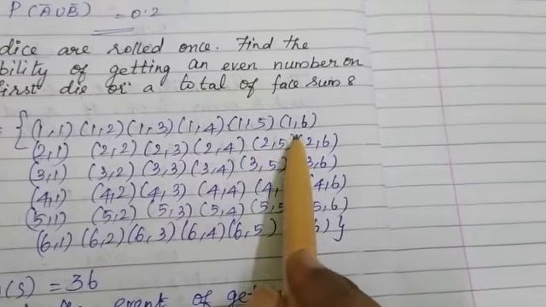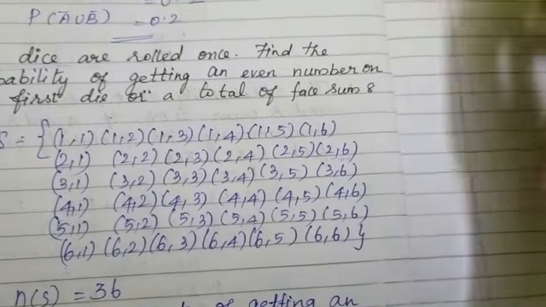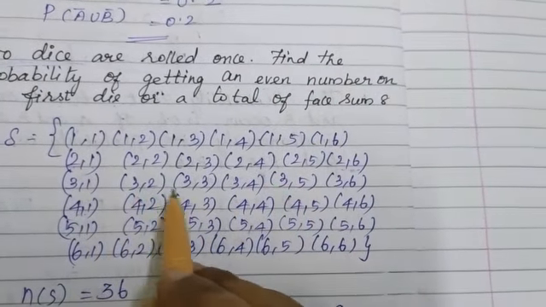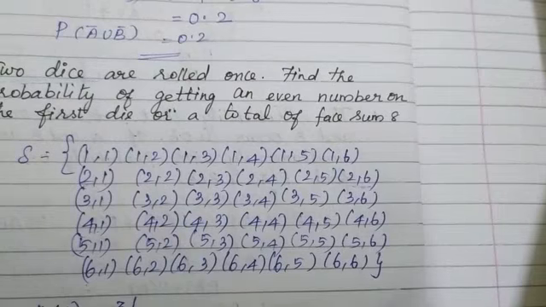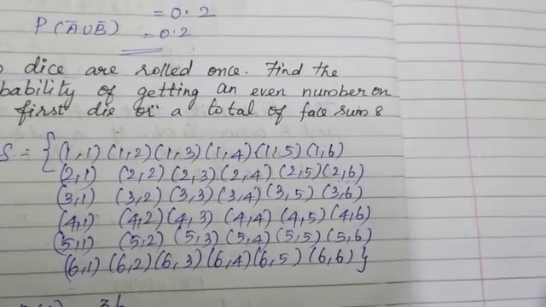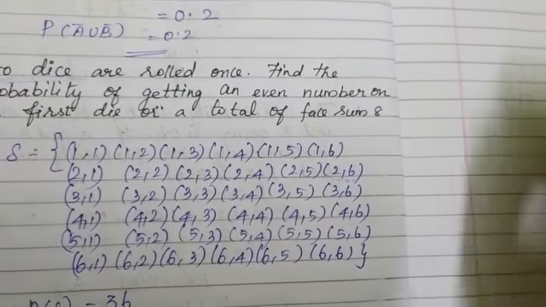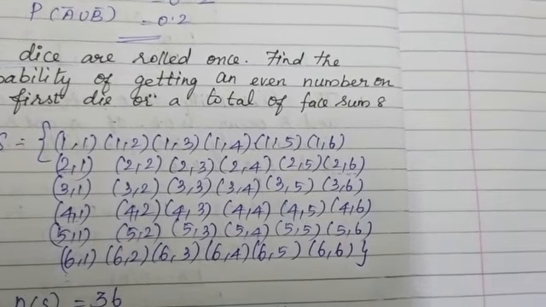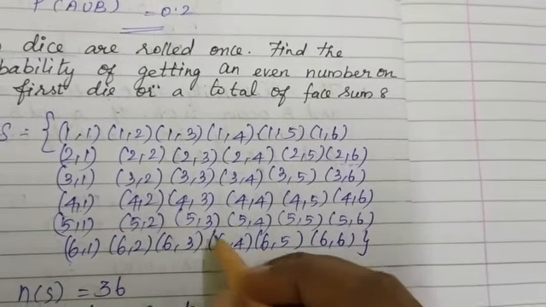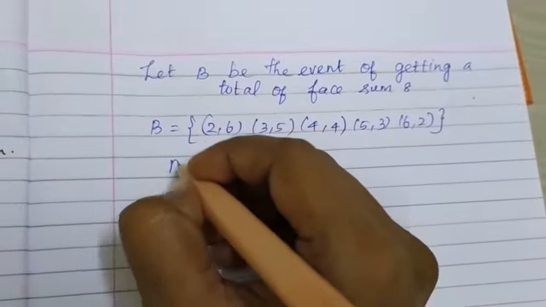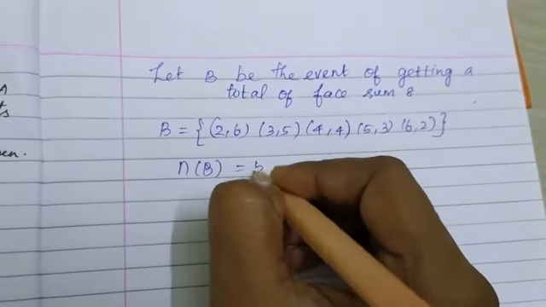8 means 6, 2, 6. Okay, so 2, 6. Next 3, 5. 3 plus 5, 8. Okay, next 4 plus 4, 8. 4, 4. Next 5 plus 3, 8. Next 6 plus 2, 8. So number of B is equal to 5.